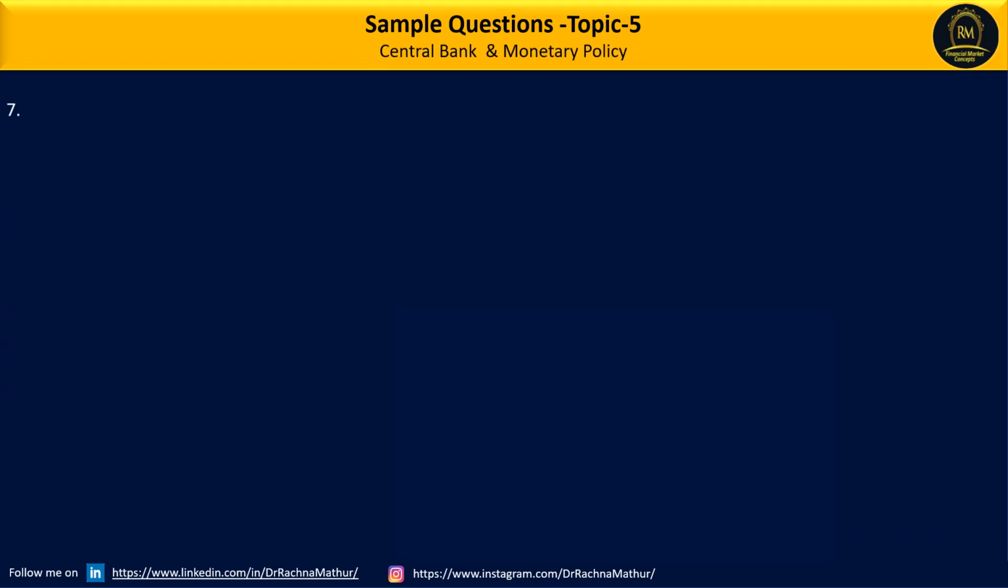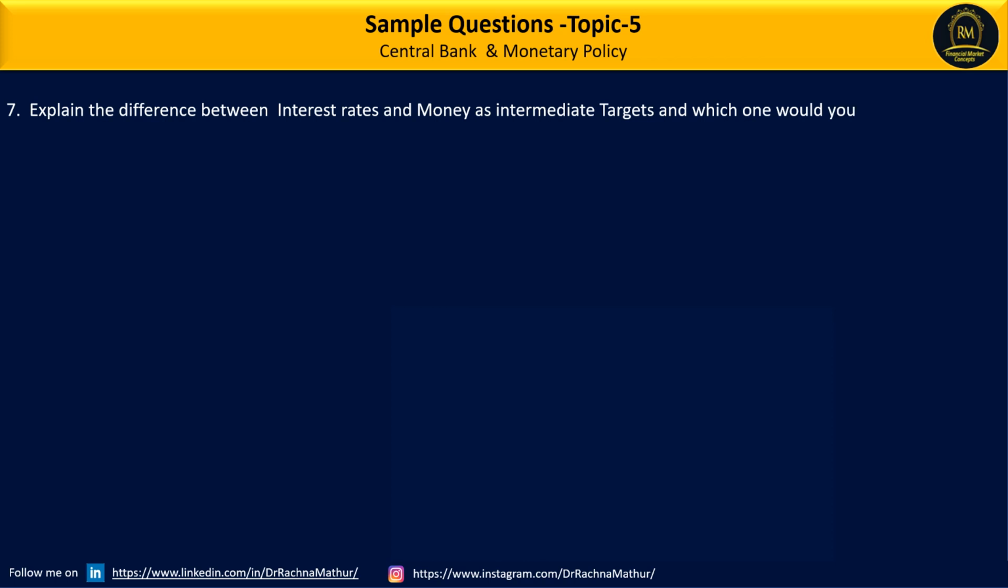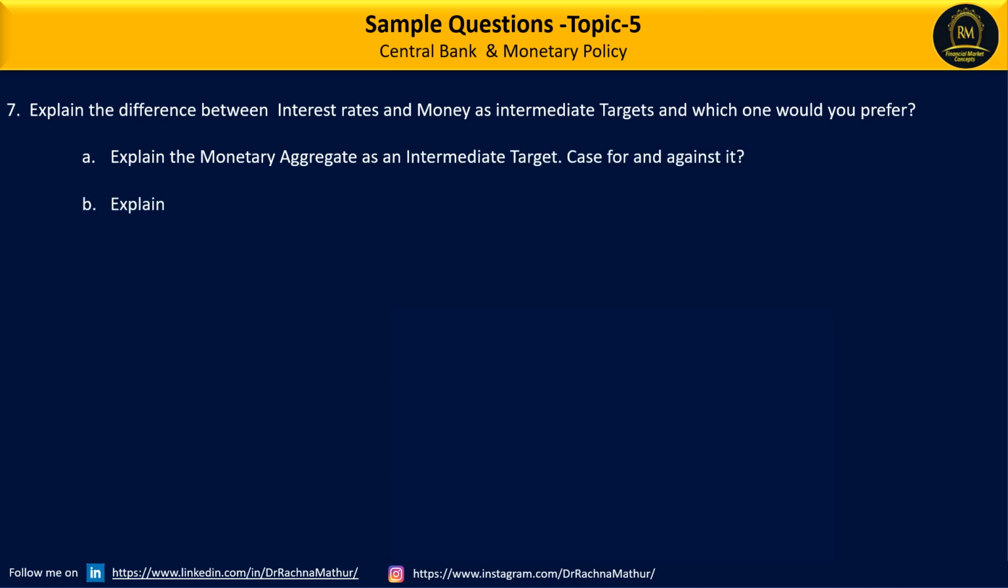Next is, explain the difference between interest rate and money as an intermediate target and which one would you prefer. Either it comes in this form or as separate questions for both. Explain the monetary aggregates as an intermediate target, explain the interest rate as an intermediate target, and the case for and against it separately.